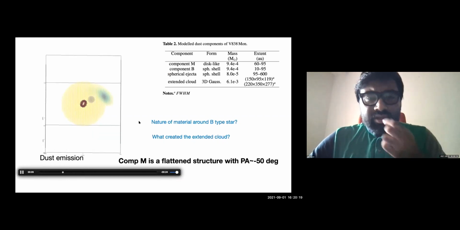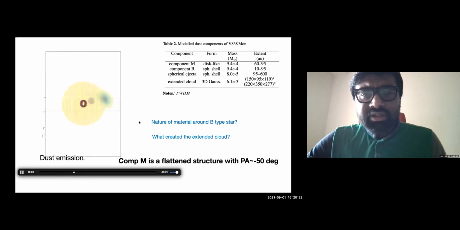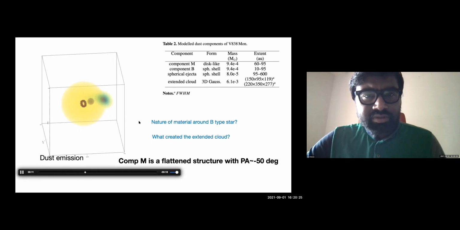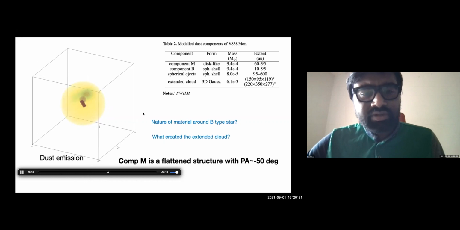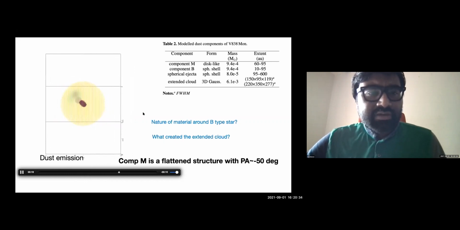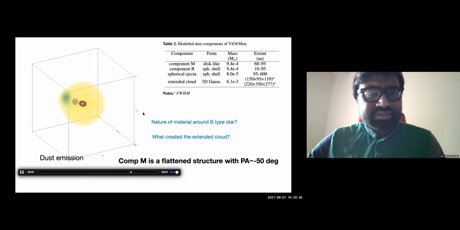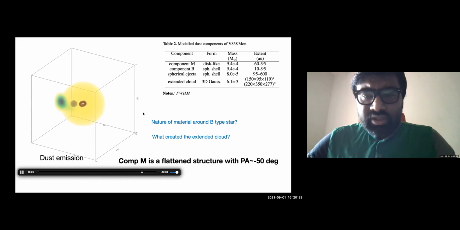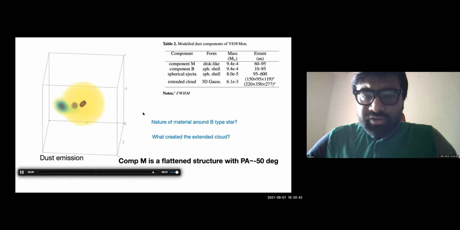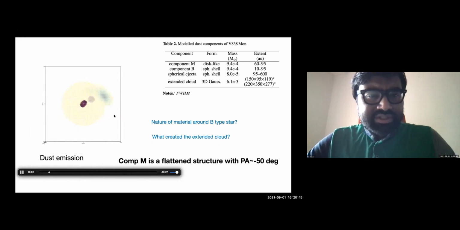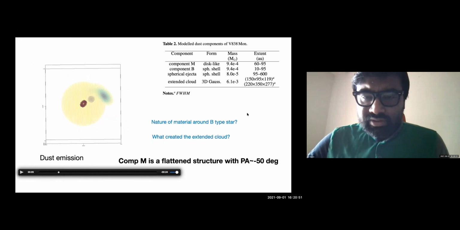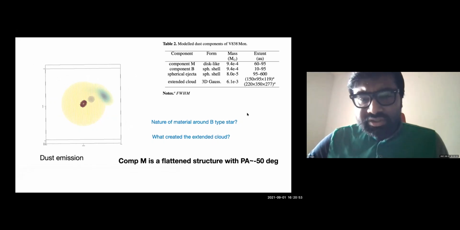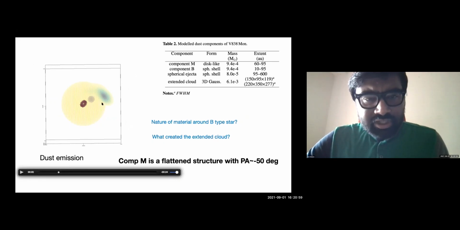So what's interesting is the nature of the material around the B-type star. If you have a B-type star, you expect it to photoionize its surroundings, but nonetheless we have what seems to be this stable cloud of dust around it. Furthermore, the extended cloud is also another interesting source of speculation. What created it? We think it might have to do with interactions of the B star with the surrounding material. So it might be deflecting it at some angle, which is causing the dust to sort of accumulate here further away.